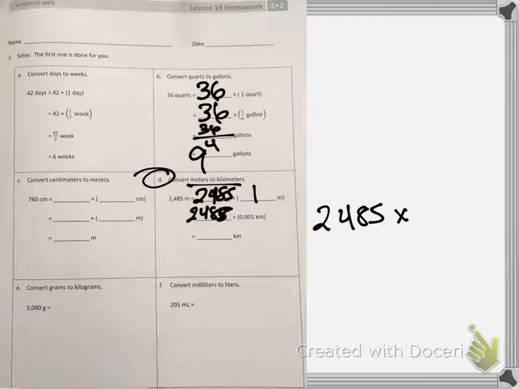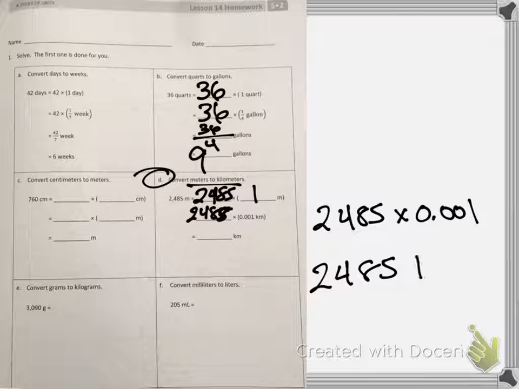So D says 2,485 meters, and we're converting it to kilometers. Now, if we convert 2,485 meters, again, we know that this is 2,485. And then we know this is going to be 1 meter, because every single time when we take that unit off, we're just multiplying by 1. So again, we're going to transfer that down to 2,485. So 2,485 times 1,000. Well, that's easy. We can just say that's 2,485 times 1/1000th, which is 2,485 thousandths.